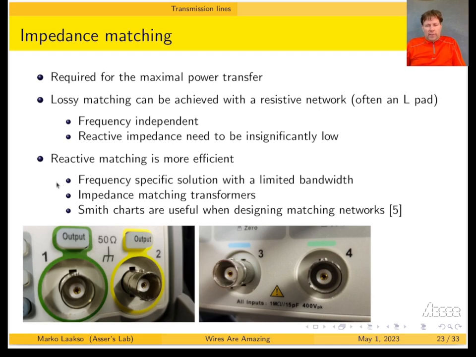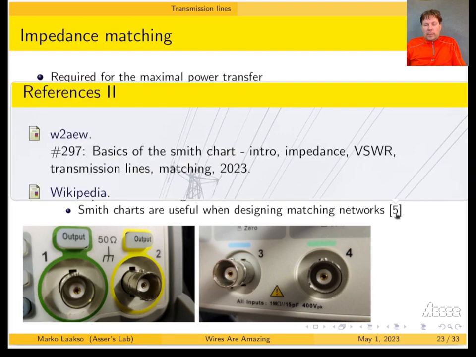Reactive matching is more efficient because then you don't lose the energy. These are frequency-specific solutions with a limited bandwidth, so you can build low-pass or band-pass filters there, or high-pass, in order to control the reflections. You may use impedance matching transformers. Those are quite typical solutions. And you can use those Smith charts to design the matching network. Again, here's a link for different kinds of transmission line matches.